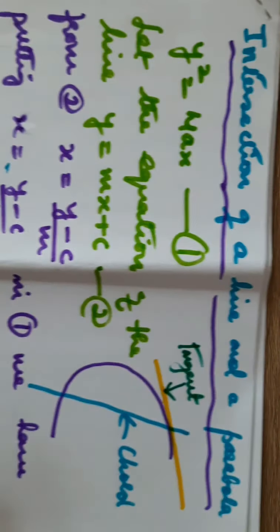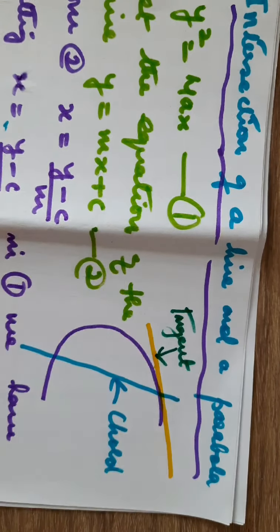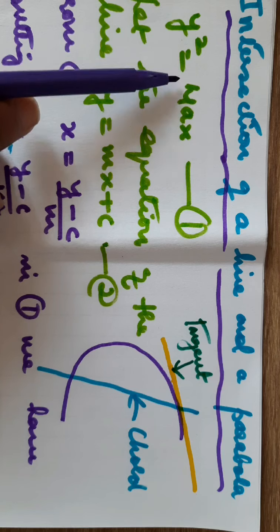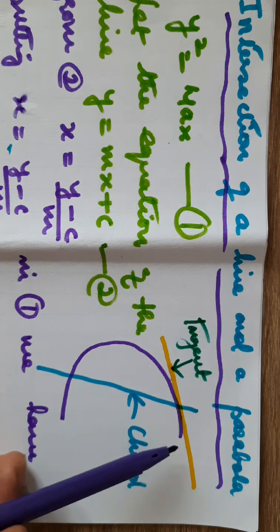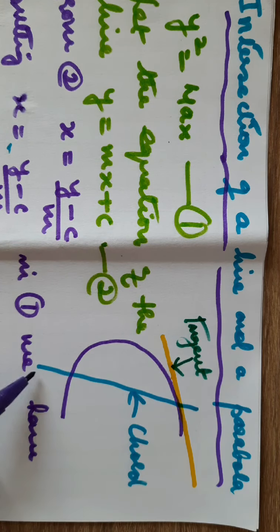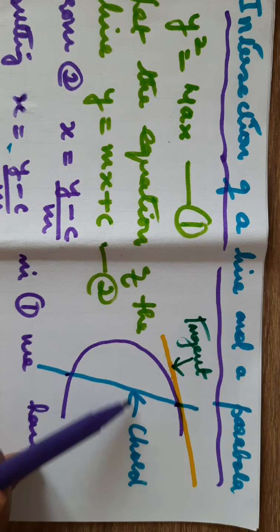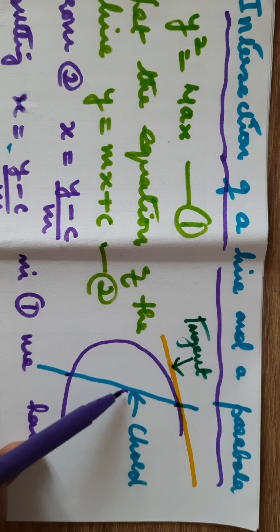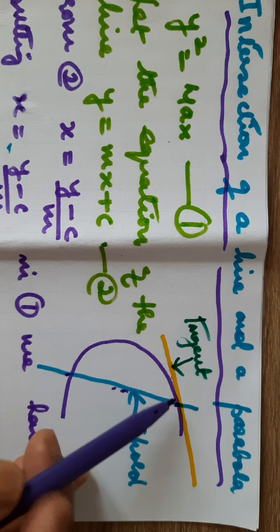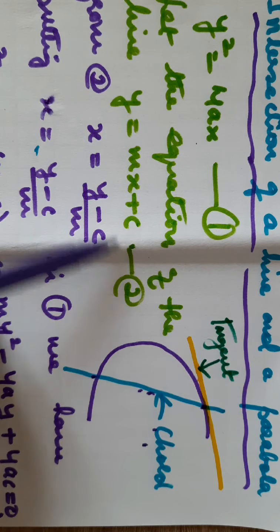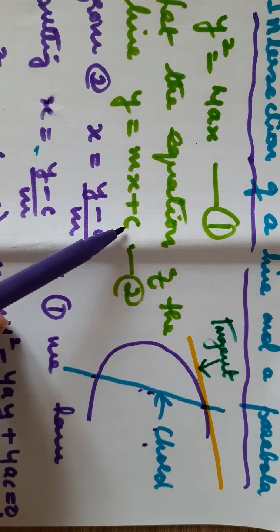This one: how to find the intersection of a line and a parabola. Now, the standard equation of the parabola is y square is equal to 4ax. So this is a parabola, and let us draw a line which cuts the parabola at two points, at this point and at this point. Then this line will be called a chord.